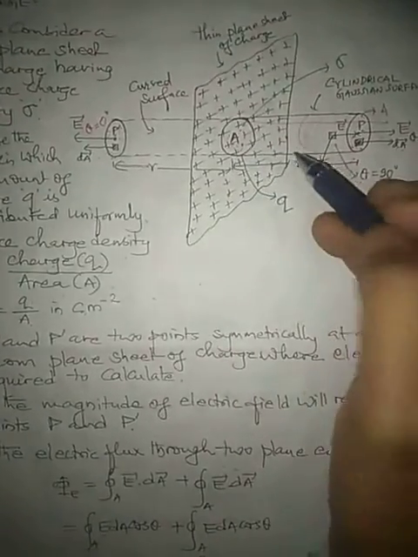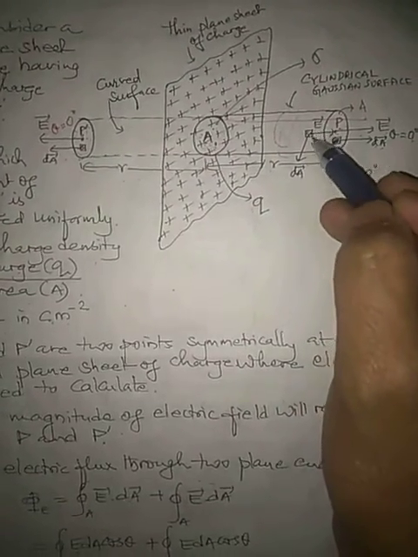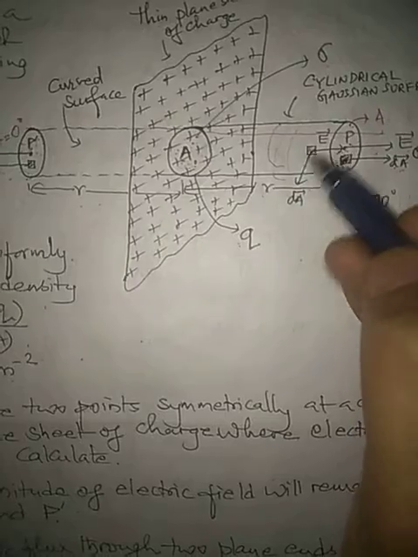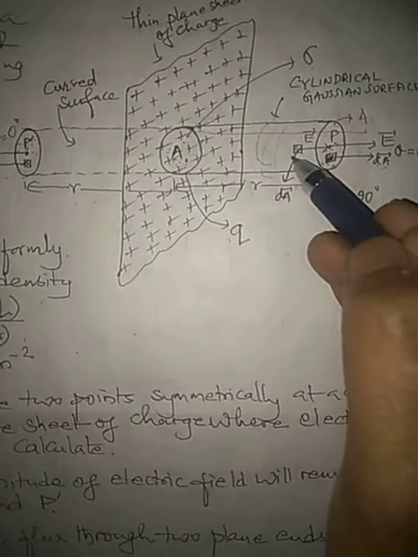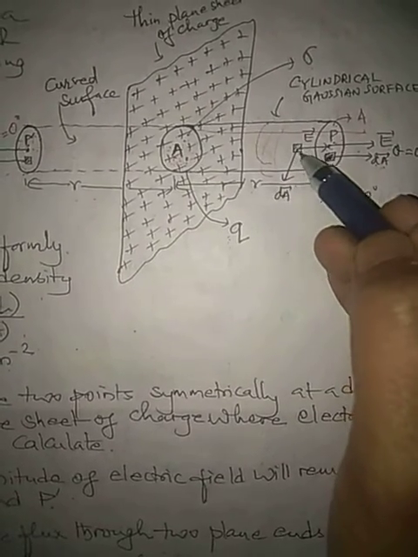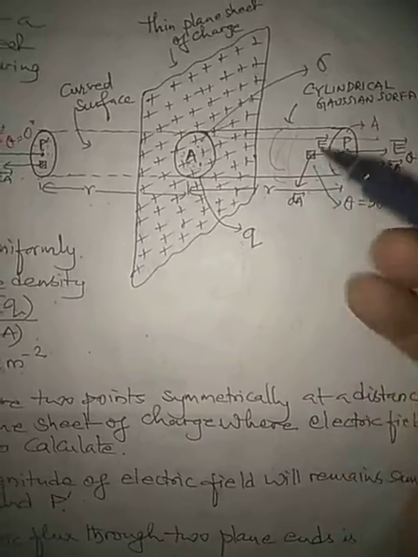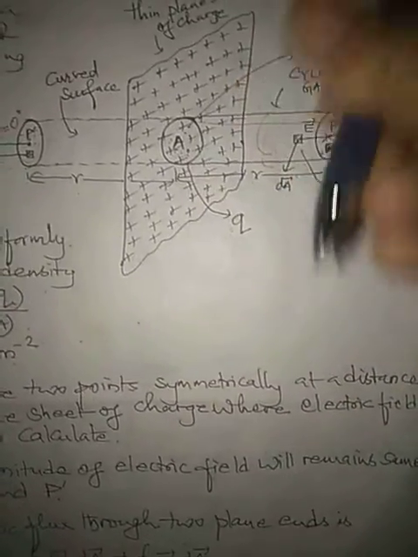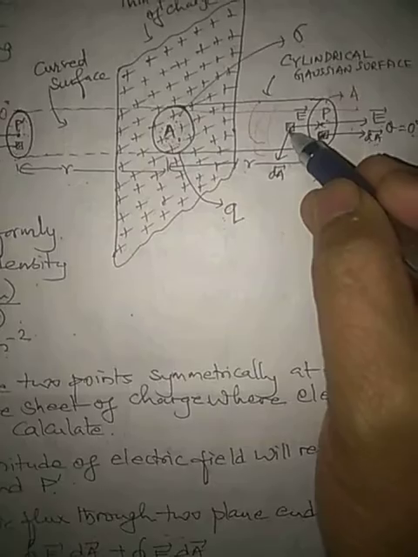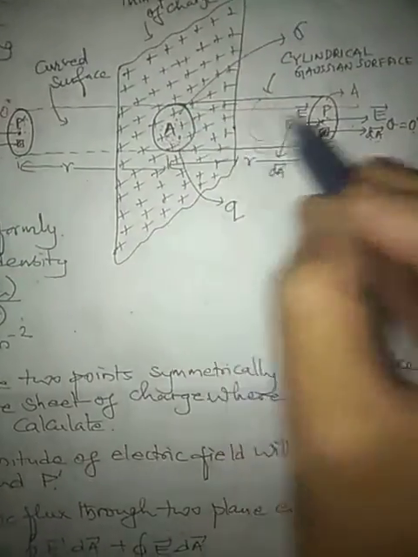So for this curved surface, I also take a very small area element, and that area element is what? dA. You take it anywhere on the curved surface. Suppose I take a small area element dA. So what is the area vector? Outward normal, this side. But at the same point, your field will be this side only.